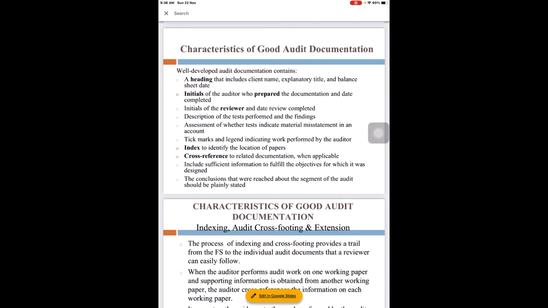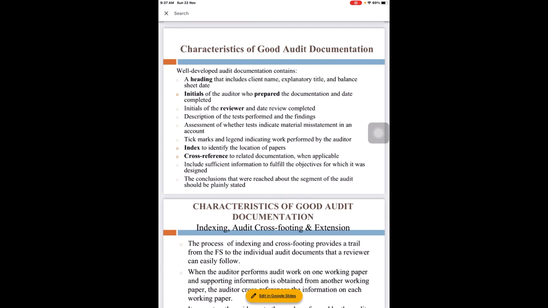Alright, next is the characteristics of good audit documentation. So what are the things that you should have? Number one is a headline. You should have the client name, the title, and the balance sheet date. And then you should have the initials of who prepared the file. If the file is done by more than one person, they should have the initials of who did each part. So initials for the reviewer and the date the review was completed. If the file is going to be reviewed by the supervisor or audit partner, all those initials, review and completion dates should be stated. Alright, description of the tests performed and findings, and it should also have the assessment of whether the test indicates material misstatement in an account. Whether it indicates material misstatement, it should be stated in the current file.